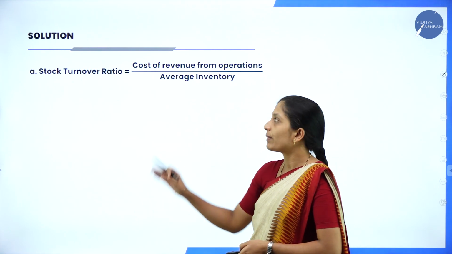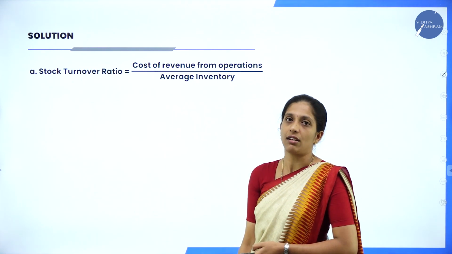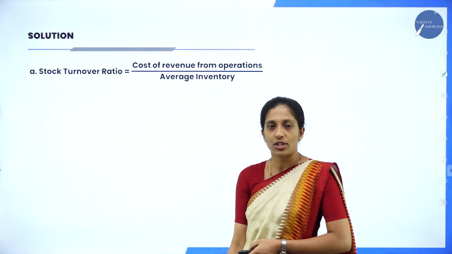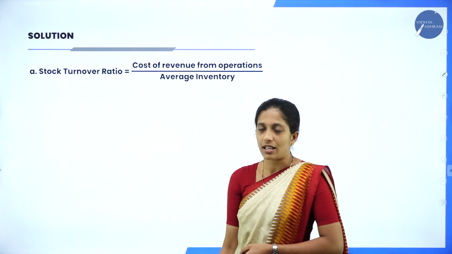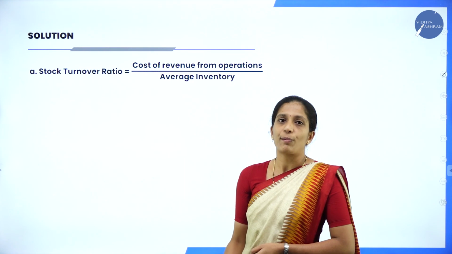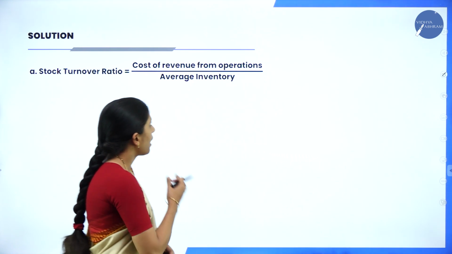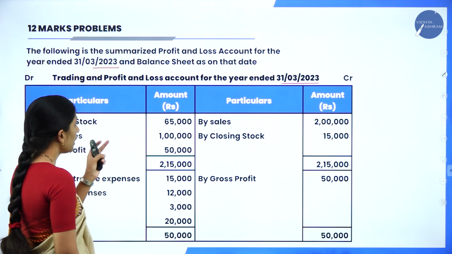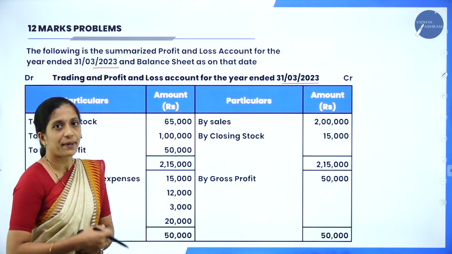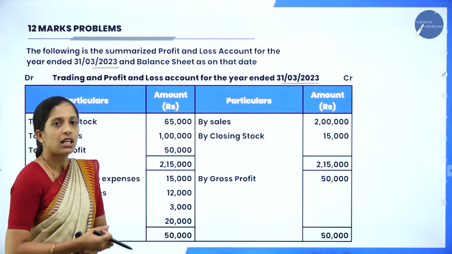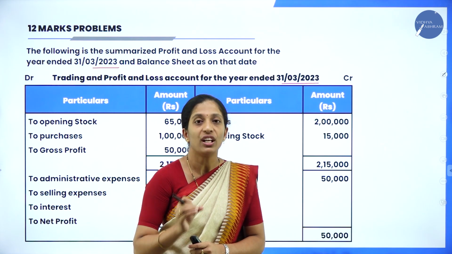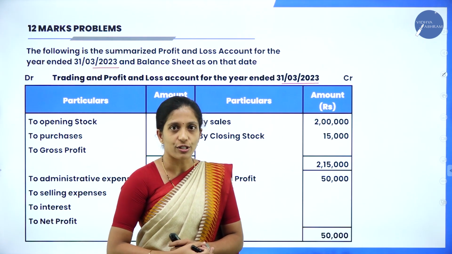First we shall start with stock turnover ratio or inventory turnover ratio, which is equal to, your formula is cost of revenue from operations divided by average inventory. Okay, so you have to measure in terms of times. Now cost of revenue from operations. Let's see whether they have given it in the question. Now if you see your trading account, they have not given us cost of revenue from operations directly. So how to find out? Usually your formula to find out cost of revenue from operation is equal to revenue from operation minus gross profit.